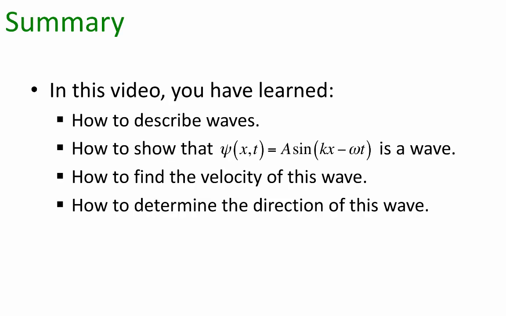Okay, so what we've just done is we've seen how we can describe waves using a variety of variables, and we've looked at how to show that some function of x minus vt, or kx minus omega t, is a wave, how to find the velocity of this wave using the two different techniques, and how to determine the direction of the wave. We'll do more work on this in class and in homework.